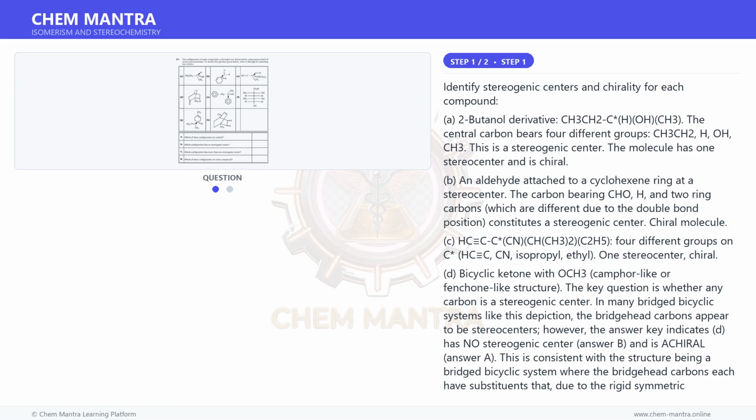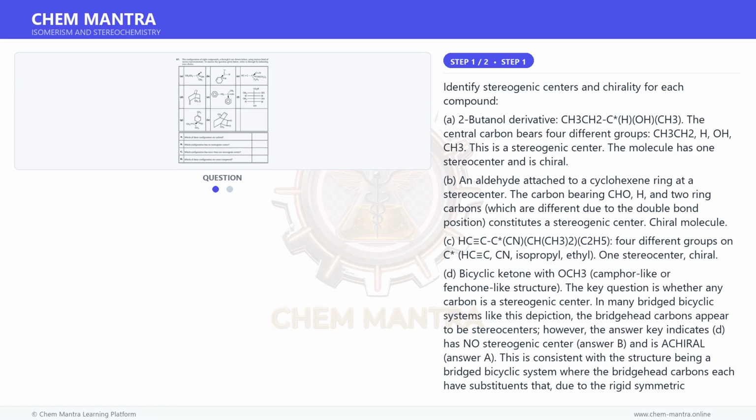B. An aldehyde attached to a cyclohexene ring at a stereocenter. The carbon bearing CHO, H, and 2 ring carbons, which are different due to the double bond position, constitutes a stereogenic center. Chiral molecule. C. HC≡C-C*-CN, CH, CH3, 2, C2H5. 4 different groups on C*: HC≡C, CN, isopropyl, ethyl. 1 stereocenter, chiral. D. Bicyclic ketone with OCH3, camphor-like or fenchone-like structure.